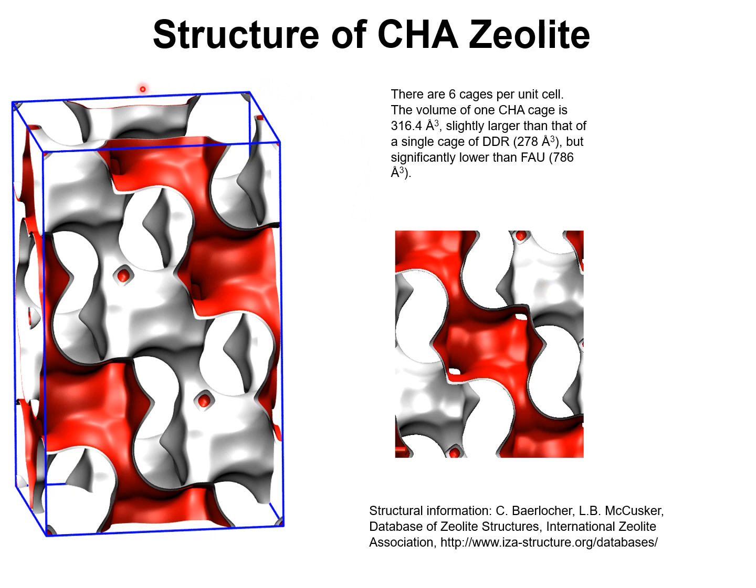Here's the structure of Chabazite. One unit cell of Chabazite has 6 cages. Each cage is separated from an adjacent cage by narrow 8-ring windows. But the cage volume for Chabazite is slightly larger than for DDR zeolite, but significantly smaller than for faujasite.